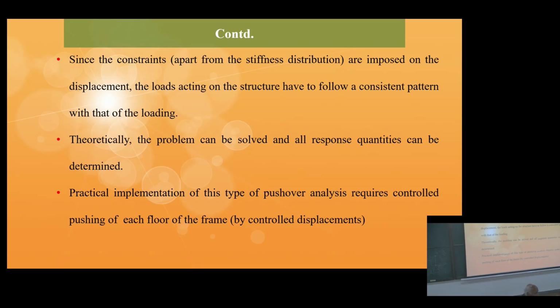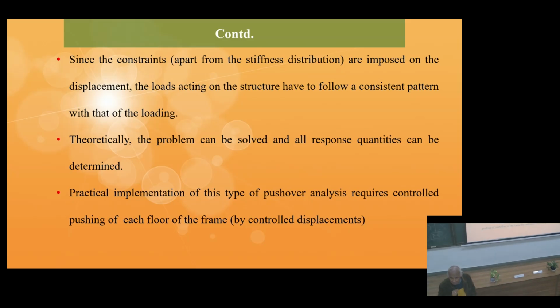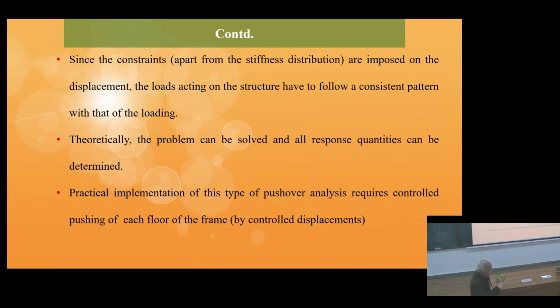So there must be a consistent pattern of loading. This consistent pattern of loading is calculated, and we apply that, and after applying that we find out the displacement. Those displacements happen to follow the same mode shape pattern which you have considered, and we can find out the bending moment, shear force, etc. So let me repeat it again.